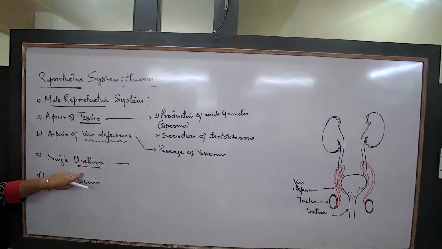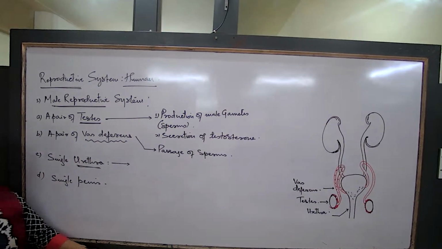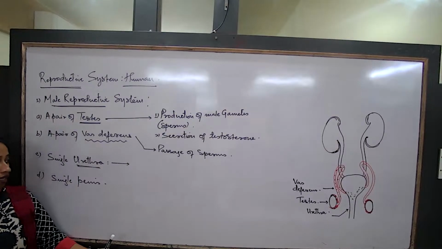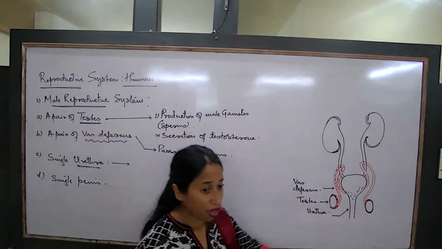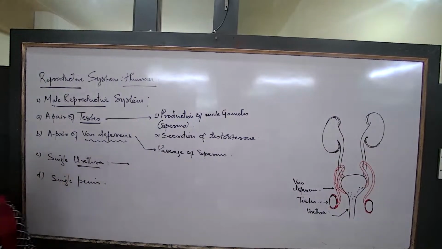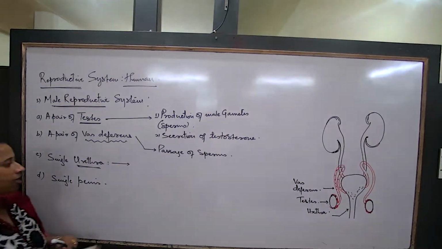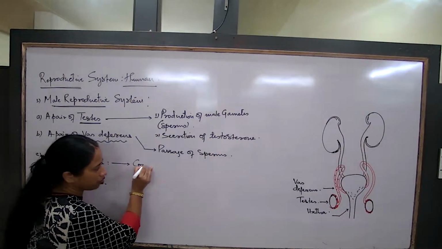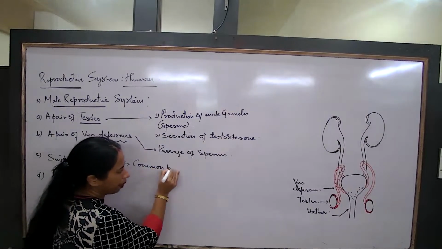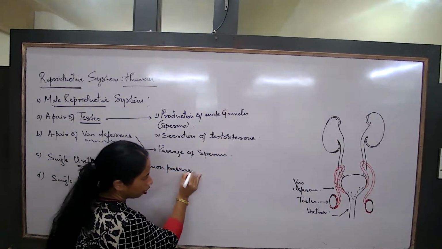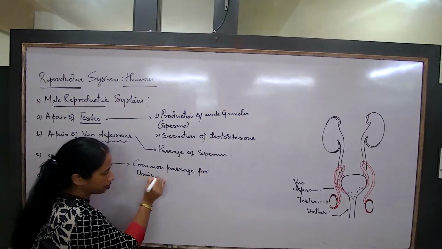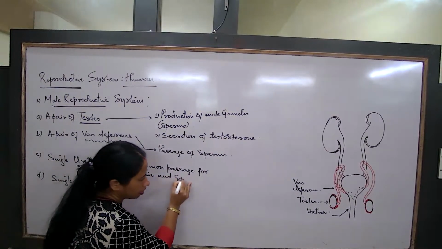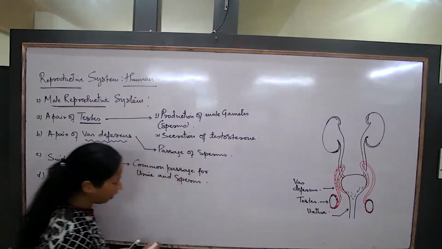Now, single urethra. Let us try understanding the parts. What will be the function of the urethra? It is a common passage for urine and also for sperms in the male body. So what will be right for the urethra? It's a common passage for urine and sperms. So this is the function to write.